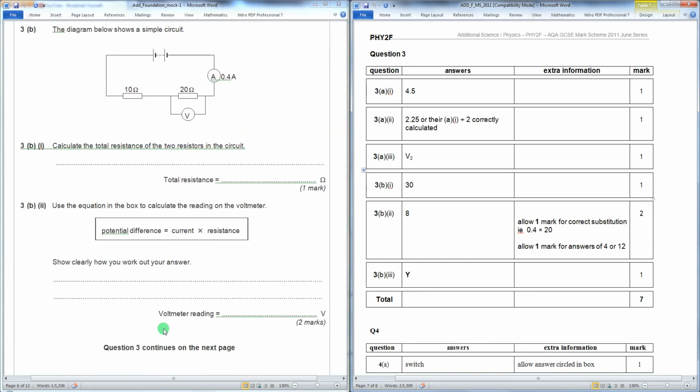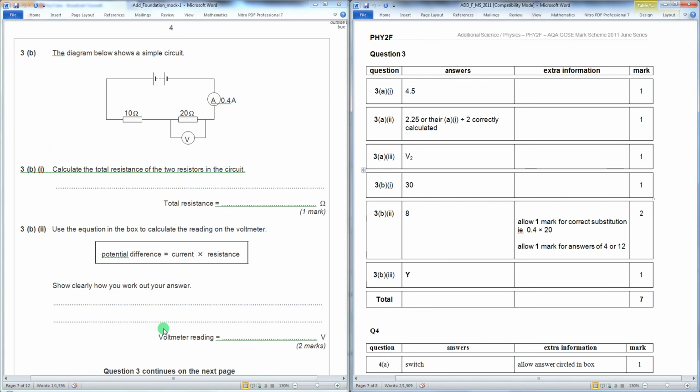Next part. So it's moved on from talking about voltage to looking more at resistance now. Calculate the total resistance of the two resistors in the circuit. Well, there are the two resistors, the 10 ohm resistor there and a 20 ohm resistor there. And for resistors in series, you just have to add them. So that is simply 10 plus 20, giving us 30 ohms.